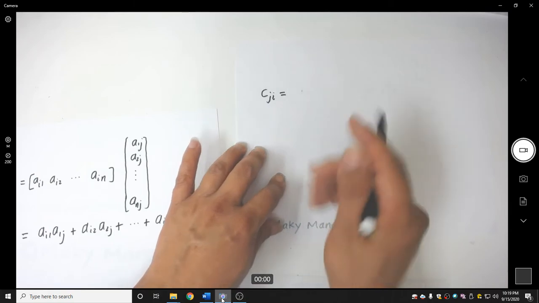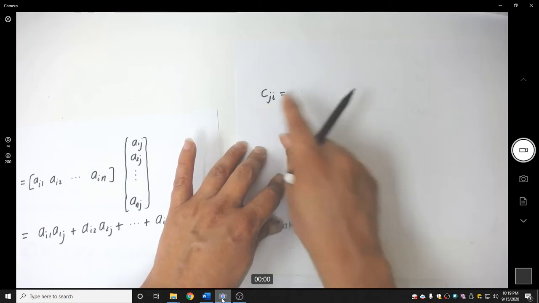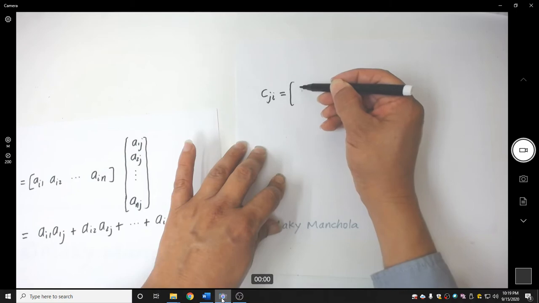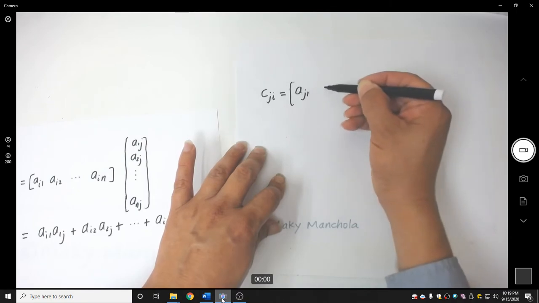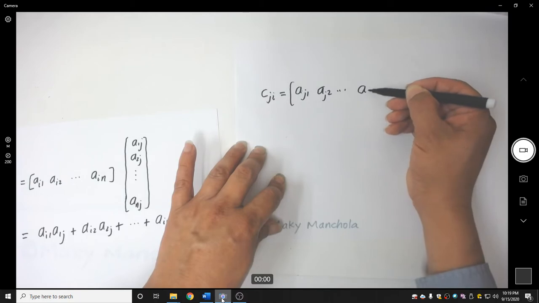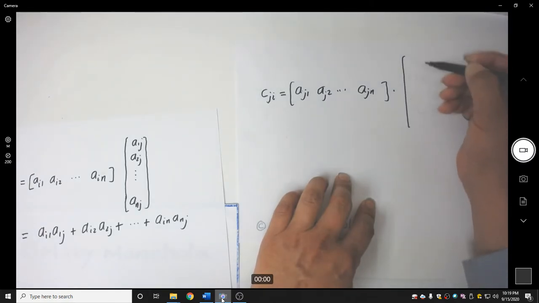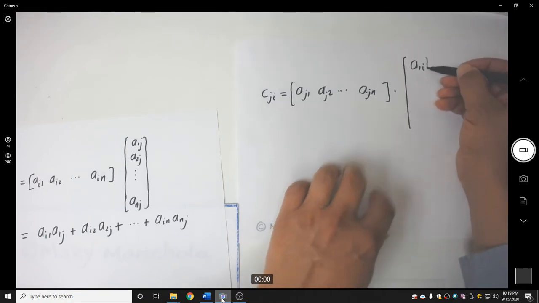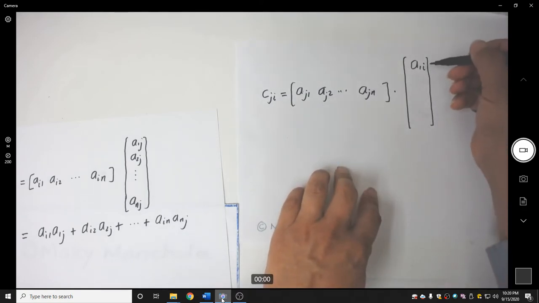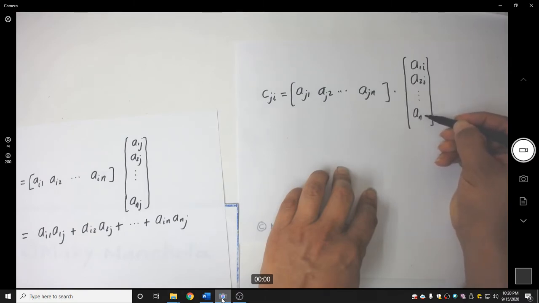C_ji is the dot product of the jth row of A and the ith column of A. So A_j1, A_j2, and so on, A_jN, dotted with the ith column of A, so A_1i, A_2i, dot, dot, dot, A_Ni.